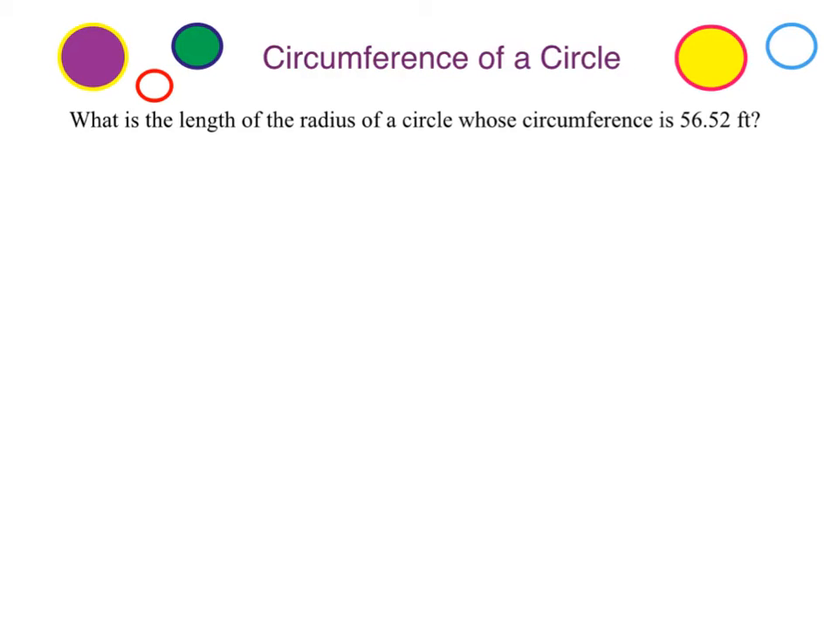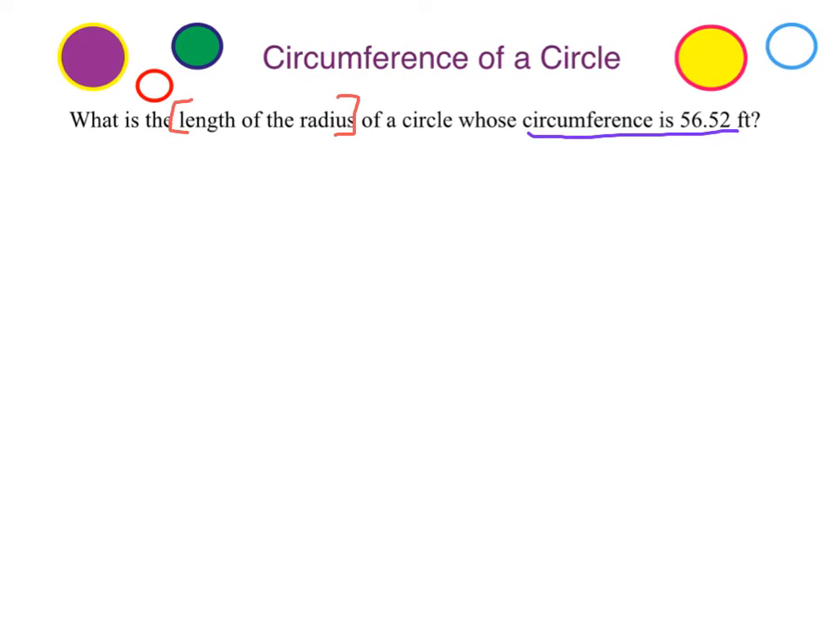Now we're going to take a look at a slightly different problem. What is the length of the radius of a circle whose circumference is 56.52 feet? This one is different because it is giving us their circumference. It's telling us that of a circle, their circumference is 56.52. The question is asking for the length of the radius.